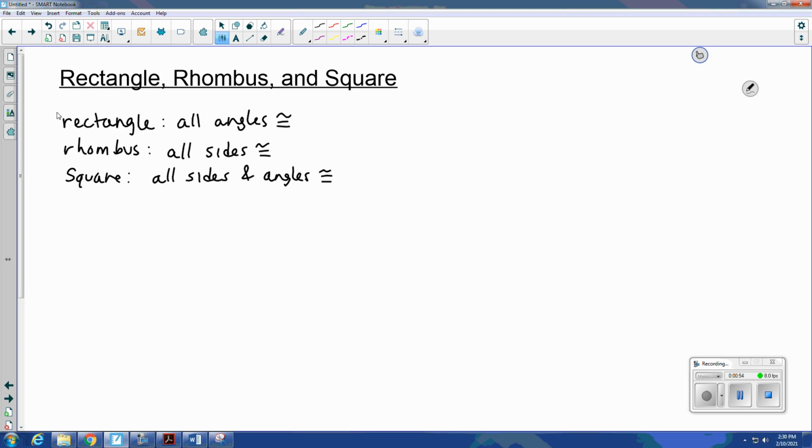Now, because all angles are congruent, and we know the polygon interior angle sum is 360 degrees, because we can think of the polygon with four sides, we can divide it into two triangles, each 180, so in total 360. If they're all congruent, then each one must be 90 degrees, and therefore the rectangle can be identified through four 90-degree angles, or four right angles.